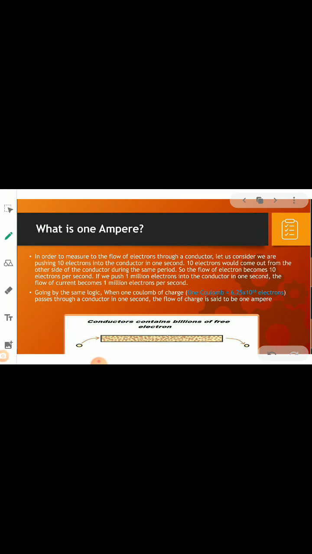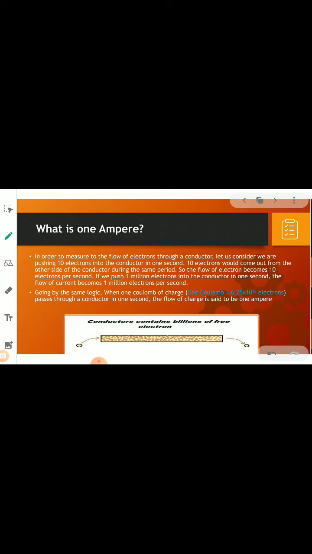In order to measure the flow of electrons through a conductor, let us consider pushing 10 electrons into the conductor in 1 second. So when 10 electrons are pushed in 1 second, 10 electrons will come out from the other end during the same 1 second. So the flow of electrons is 10 electrons per second. In the same way, if we push 1 million electrons into the conductor in 1 second, the flow becomes 1 million electrons per second.